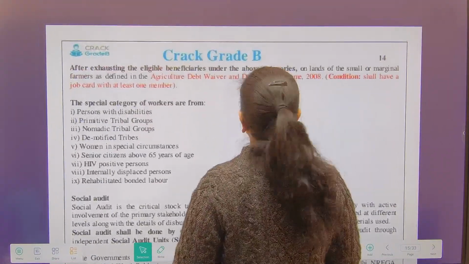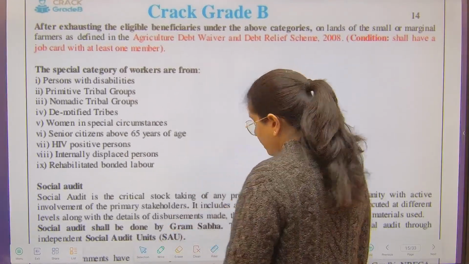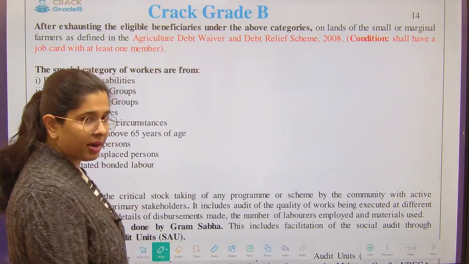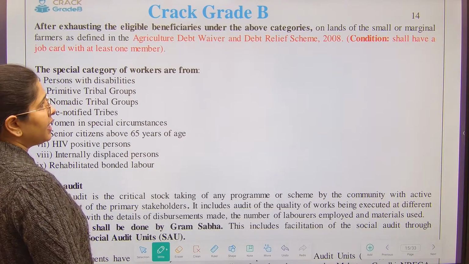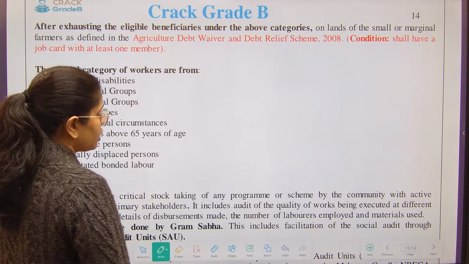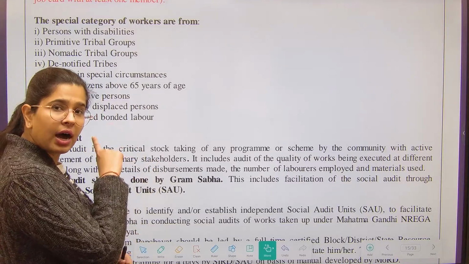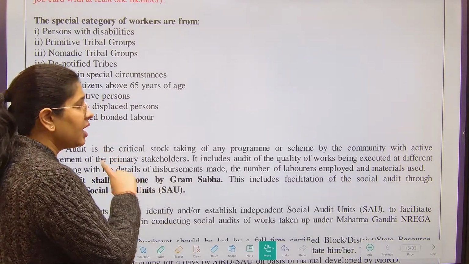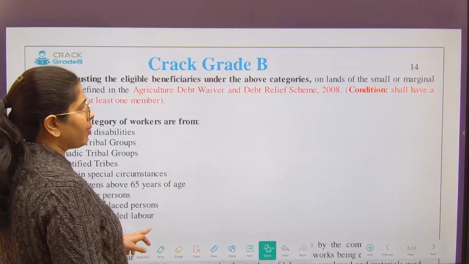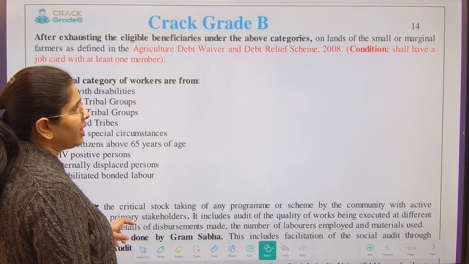I had already told you that this is a very long scheme, because this is a most important scheme running for the past 17 to 18 years successfully and still in demand. So after exhausting the eligible beneficiaries on lands of the disadvantaged category, you can also perform work on the lands of small and marginal farmers who are identified under the Agricultural Debt Waiver and Debt Relief Schemes.